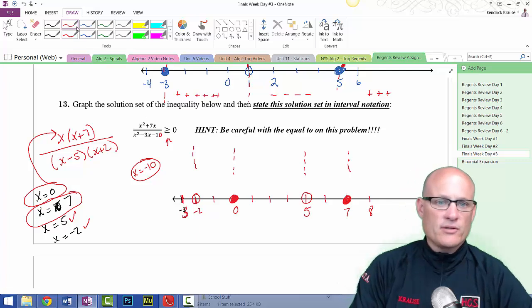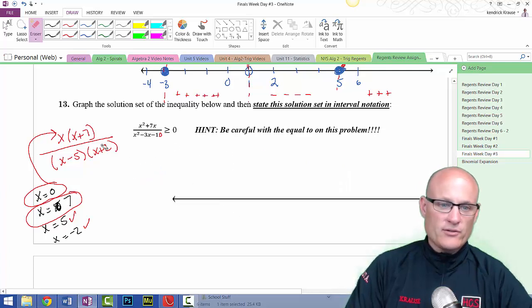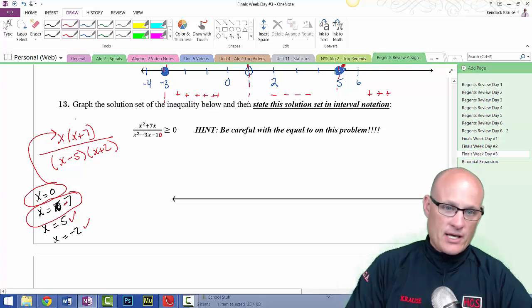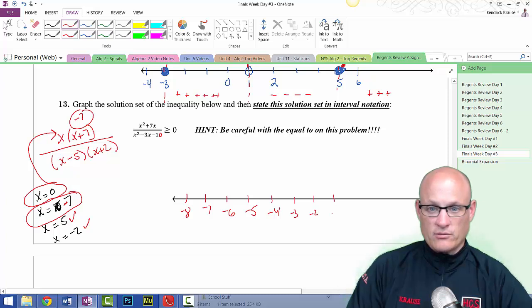All right, so let me erase all this, because this is all messed up now, because I just realized I made a mistake. I realized as soon as I pressed it in. Okay, this should be a minus 7, because that's what minus 7 would make this undefined. So we should go from negative 8, negative 7, negative 6. Sorry about that, kids. Negative 5, negative 4, negative 3, negative 2, negative 1, 0, 1, 2, 3, 4, 5. Sorry about that. And that's 5.